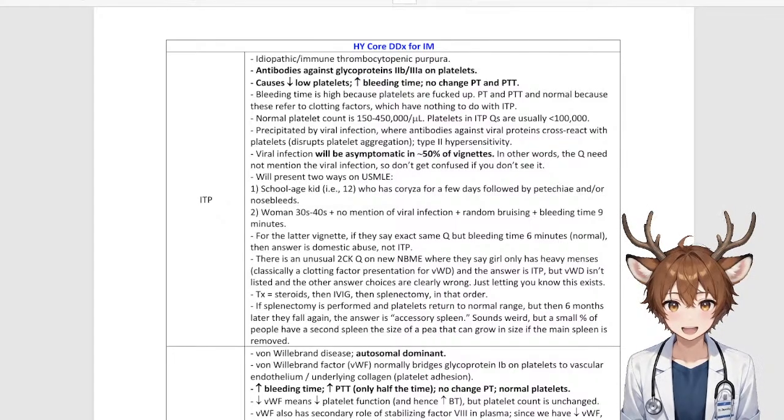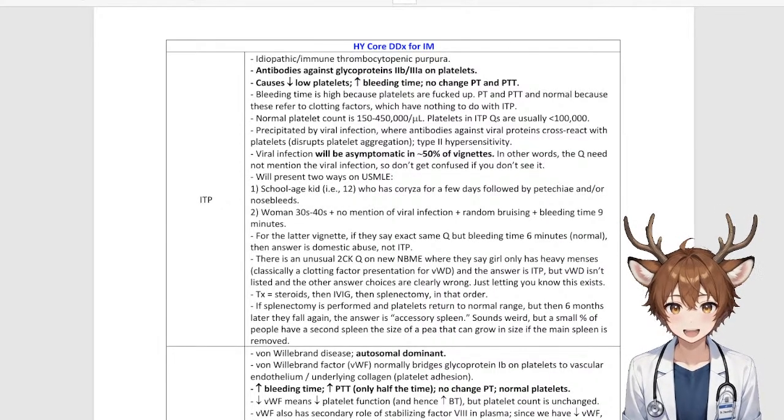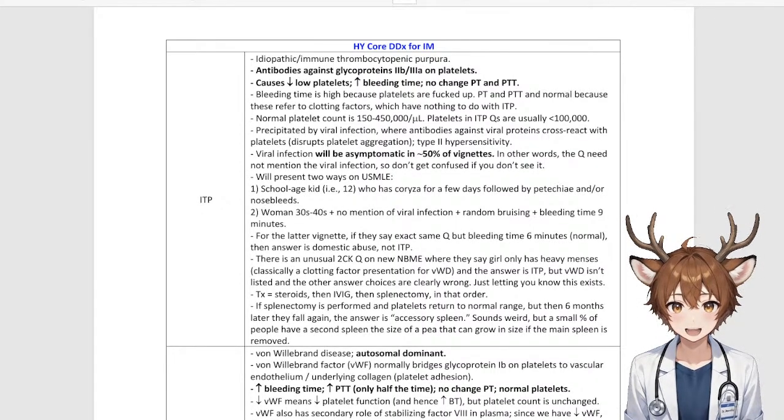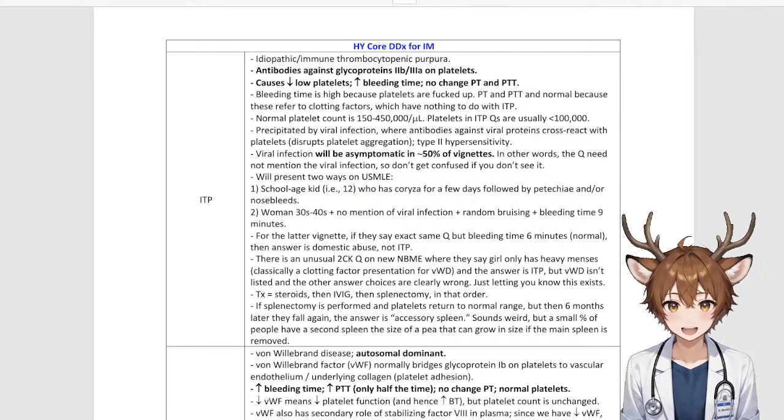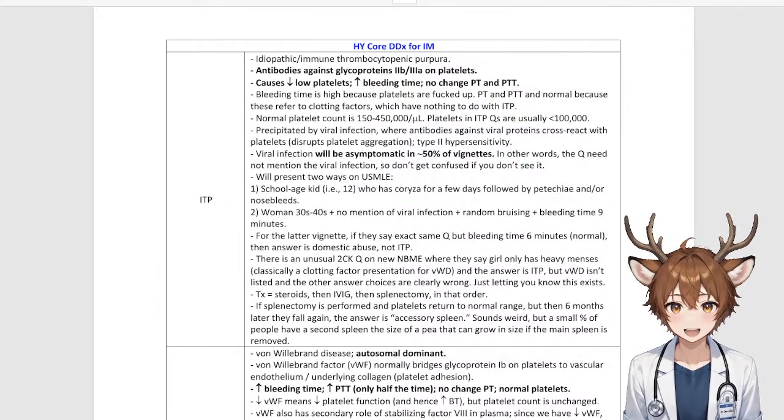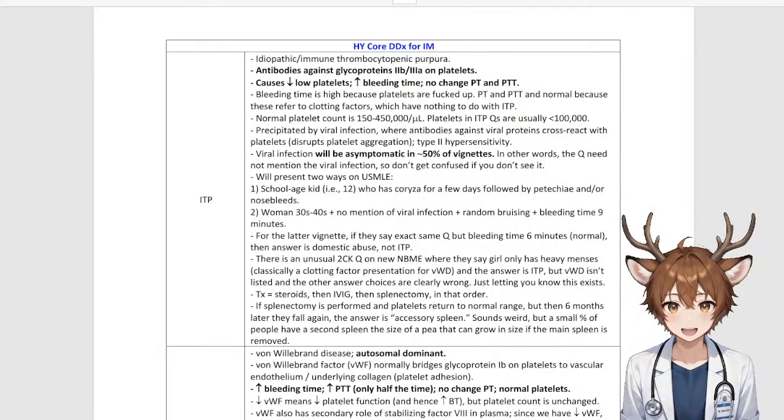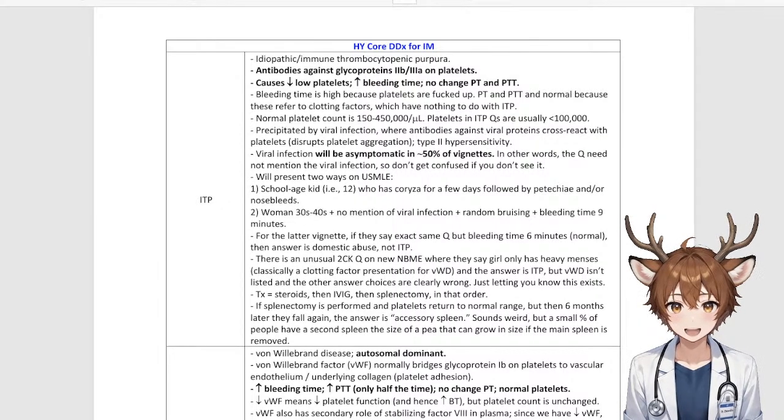There is an unusual Step 2 CK NBME, a newer NBME, where they say the girl has had heavy menses, classically a clotting factor presentation for von Willebrand disease, and the answer is ITP, but von Willebrand disease isn't listed, and the answer choices are clearly wrong. Just letting you know this exists. Treatment should be steroids, then IVIG, and then splenectomy, in that order.